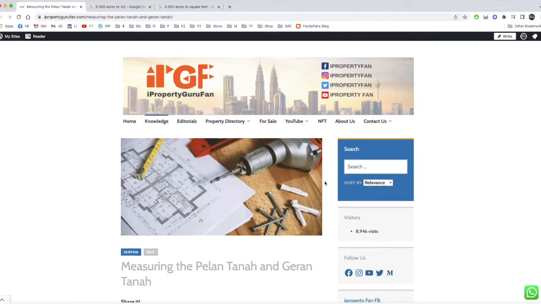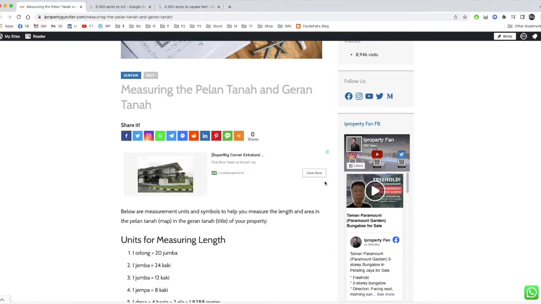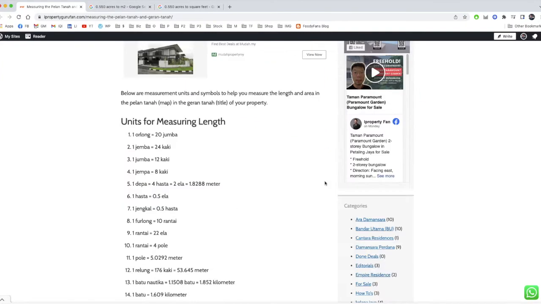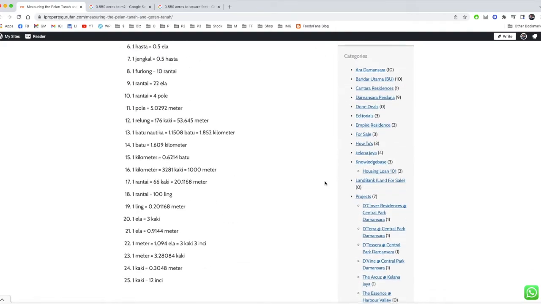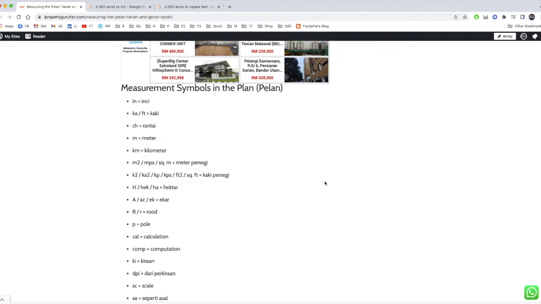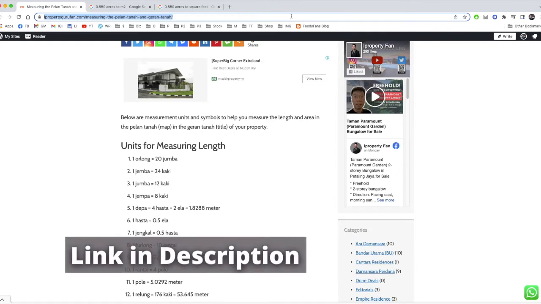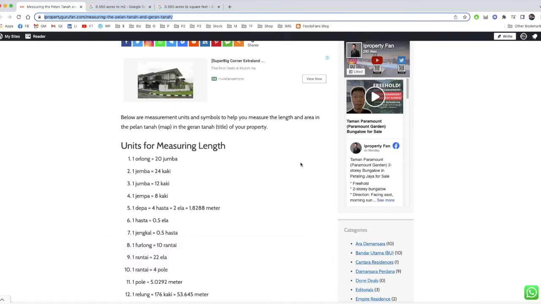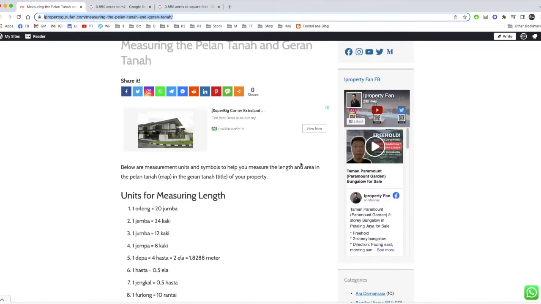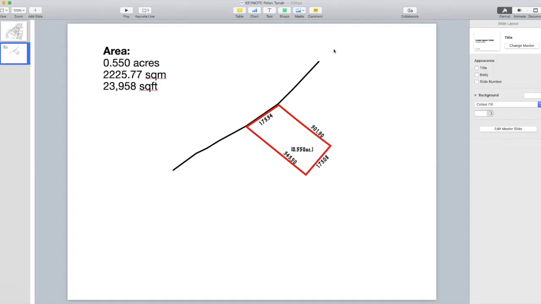So in my blog here, I've written about measuring the Pelan Tanah and Geran Tanah. You see here we have units for measuring length, area, and the symbols in the plan. So I'll put the link here in the description below, and you can use this for your reference and measurement use. So we go back to our plan here.